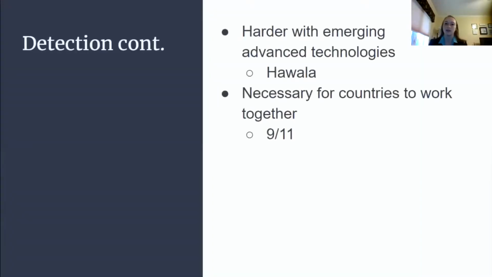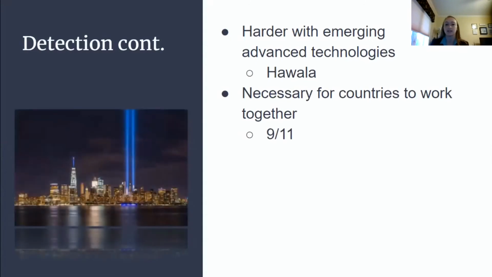The detection of money laundering has also been made harder with the emergence of new advanced technologies that can be used in money laundering. An example of this is Hawala, which allows for the transfer of funds without the actual physical movement of money. However, there have also been new advanced technologies that allow for greater detection. Some of these include data analytics techniques. It's also imperative for countries to work together. This has been more prevalent in a post-9/11 society because terrorist organizations are one of the main groups that use money laundering in order to fund their organization.